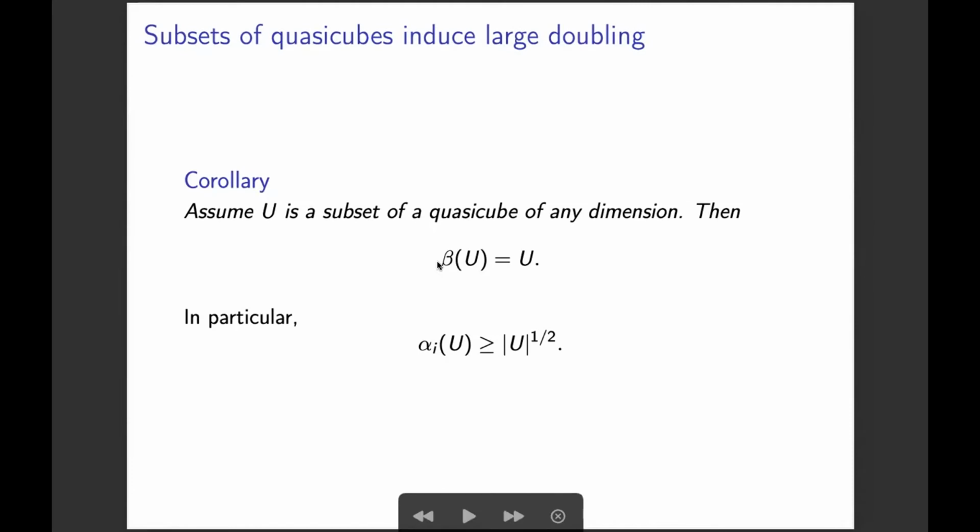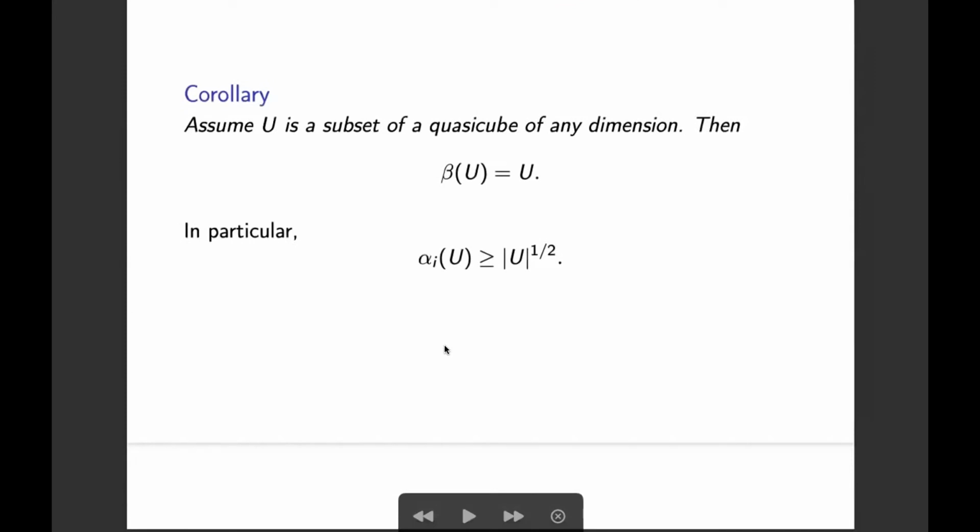And for the doubling, which is just the square root of beta. So we got a fairly strong result: you take an arbitrary subset of a quasicube, and you know that it gives you a very large induced doubling. So any set containing it actually has a large doubling.